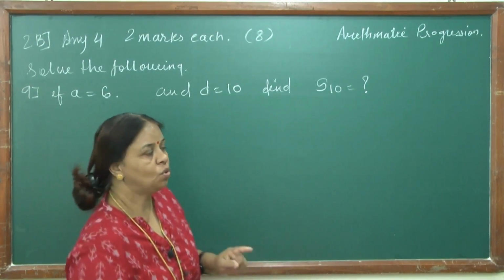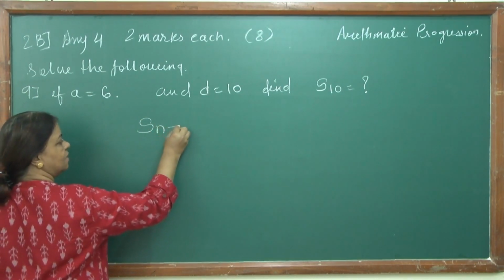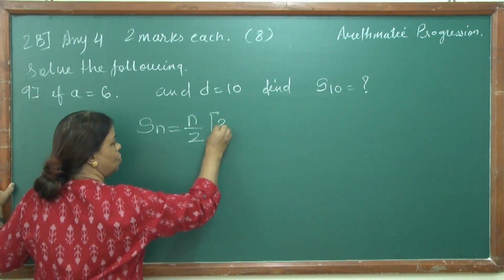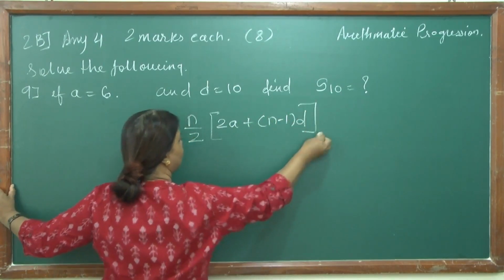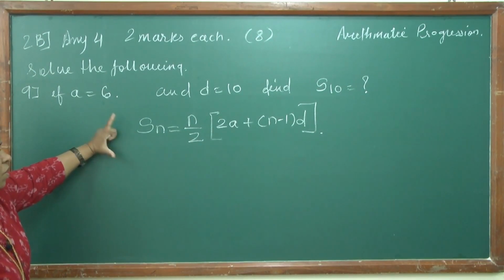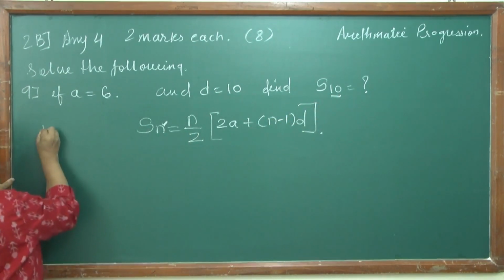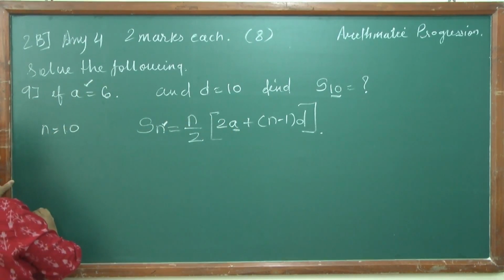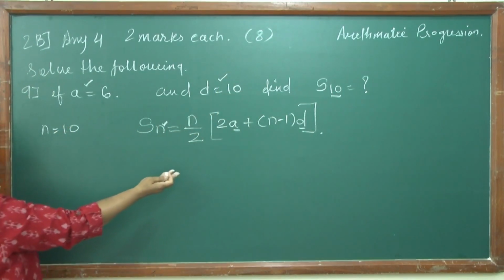S10, the sum of 10 terms, we can find by the formula Sn, sum of n terms, is equal to n upon 2 into 2a plus (n minus 1) into d. This is the formula for the sum of 10 terms. Now in this, what do we know? n we know because it is 10, so n is equal to 10. a is given, d is also given. Directly we can use this.